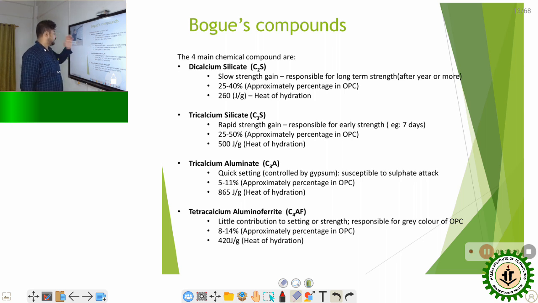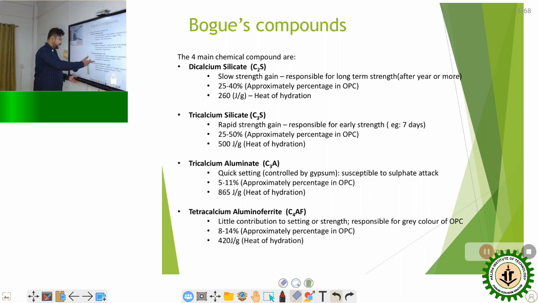And the main thing about this is that C2S gains strength slowly, C3S rapidly gains strength, and tricalcium aluminate is responsible for quick setting. C4AF is nothing. It is not responsible for strengthening of concrete, or only very little, but mainly it is used for the gray color of OPC.